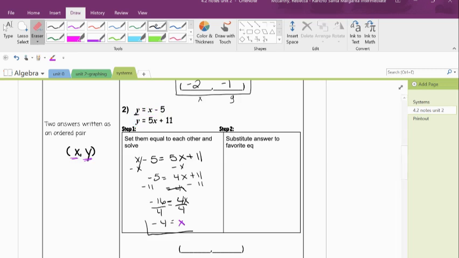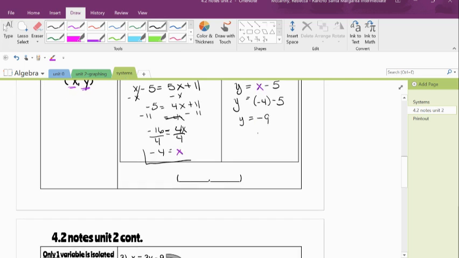So I'm going to write the original equation, y equals x minus 5. And now I'm going to replace the x with my answer. And y is equal to negative 4 minus 5. Simplify that and I get negative 9.